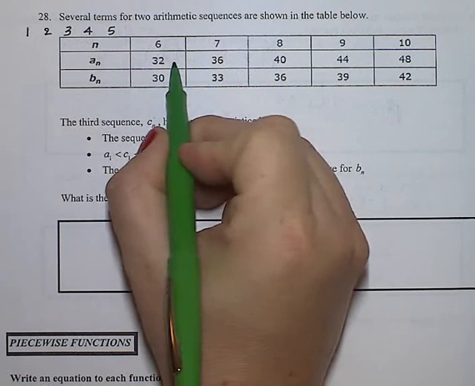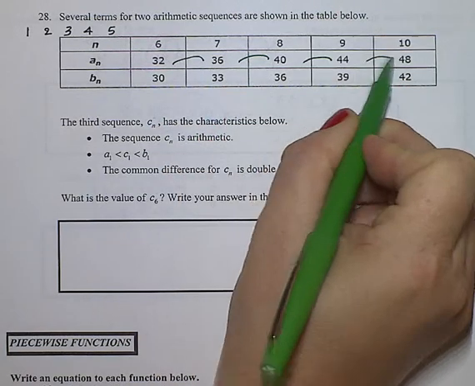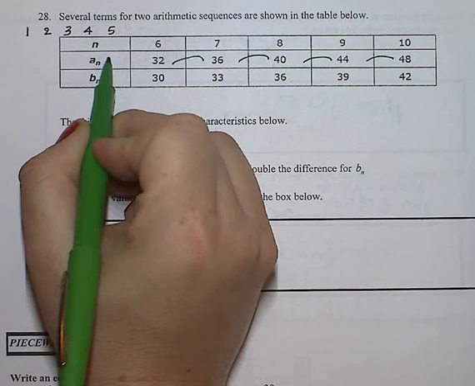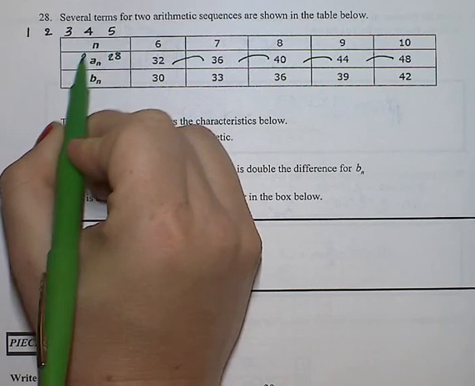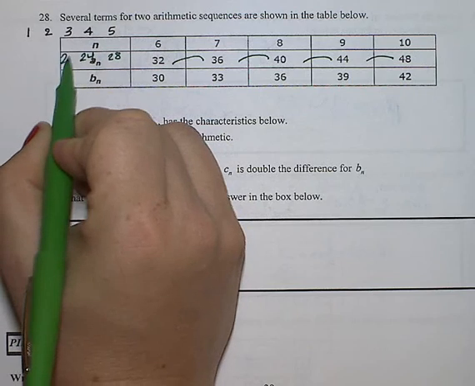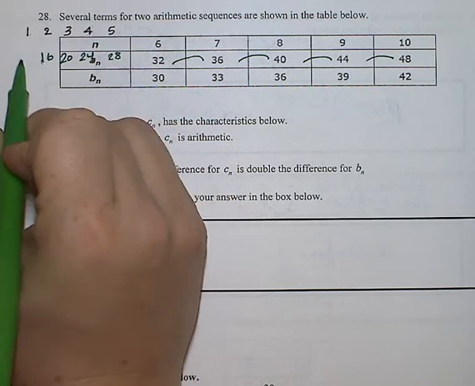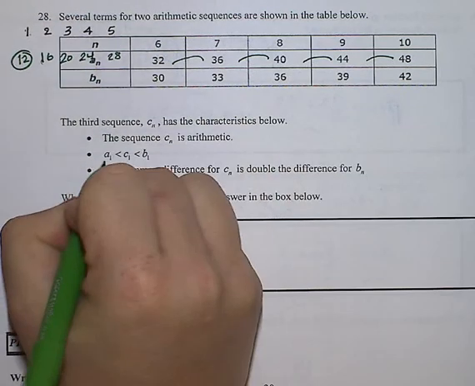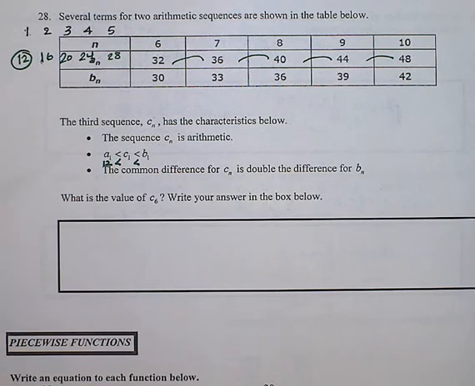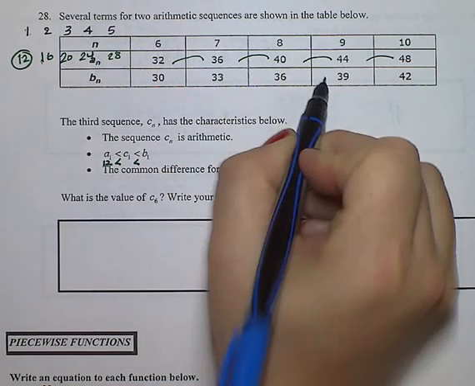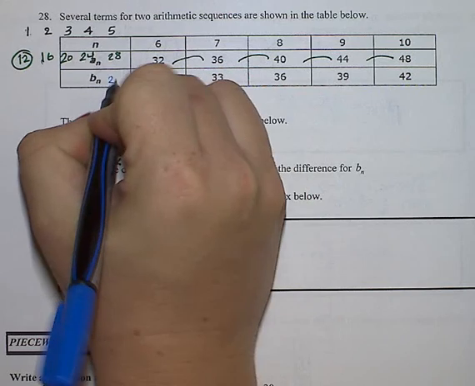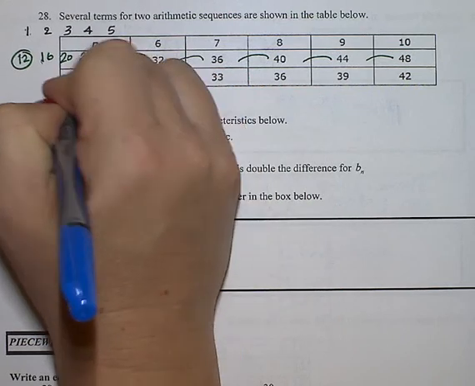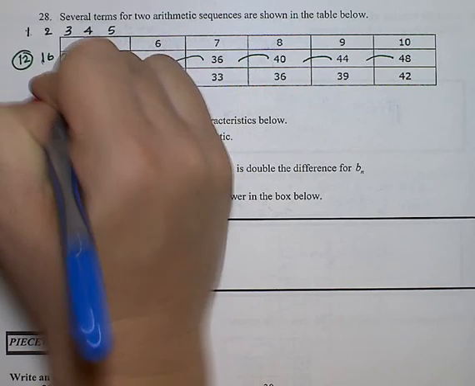Common difference, I'm adding 4, adding 4, adding 4, adding 4. So now I'm going to go backward. Subtract 4, 28. Subtract 4, 24. Subtract 4, 20. Subtract 4, 16. Subtract 4, 12. So I know A sub 1 is 12. Okay. Next I'm going to figure out what is B sub 1. Add 3, add 3, add 3. Let's go backwards. Subtract 3, subtract 3, subtract 3, subtract 3, and subtract 3.